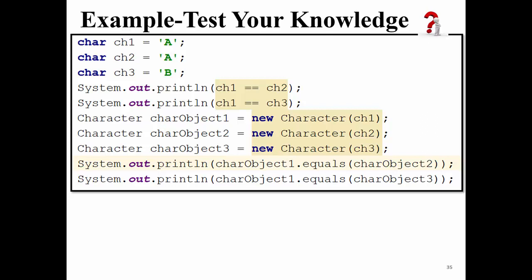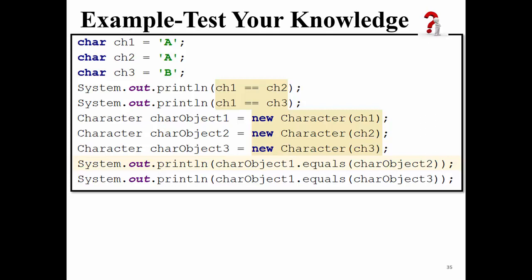We have three characters, ch1, ch2 and ch3, for example 'A' and 'P'. We initialize them and assign values. Then we print whether character 1 is equal to character 2, and whether character 1 is equal to character 3.